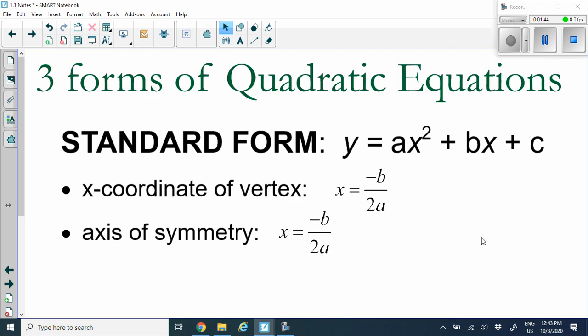Okay, now there are 3 forms of quadratic equations. We are going to do the first one in this 1.1 notes. Standard form is going to be y equals ax squared plus bx plus c.